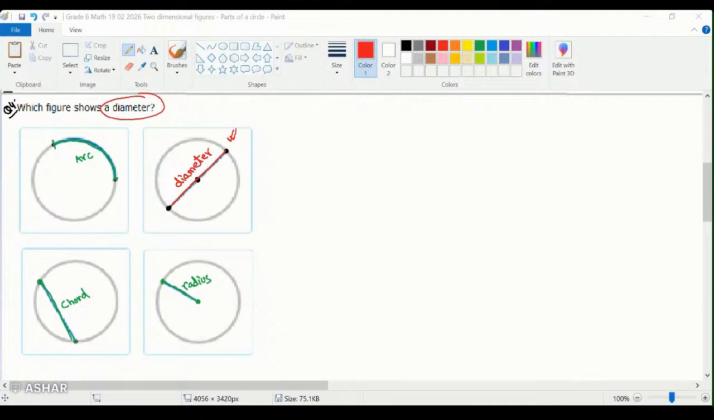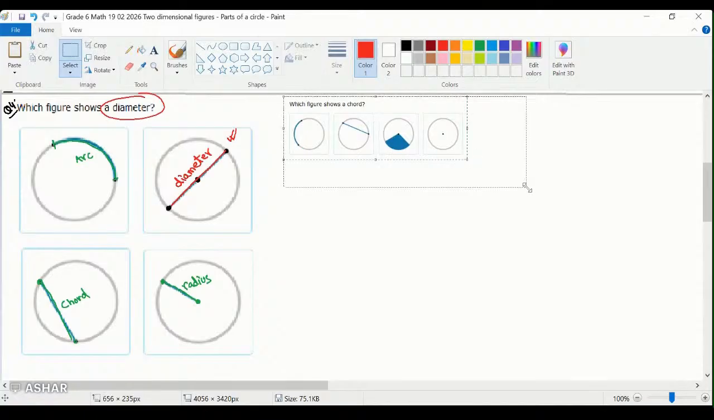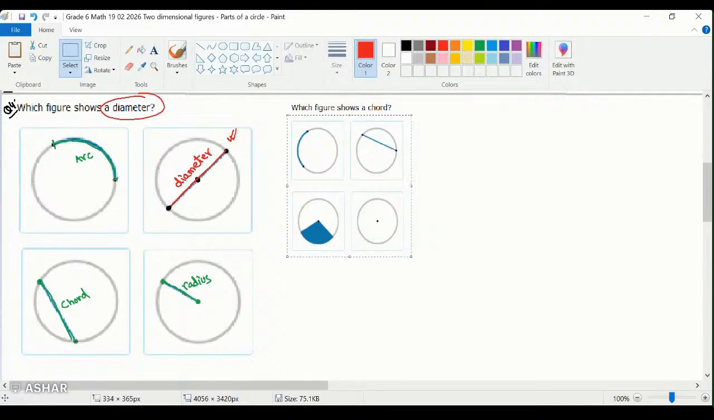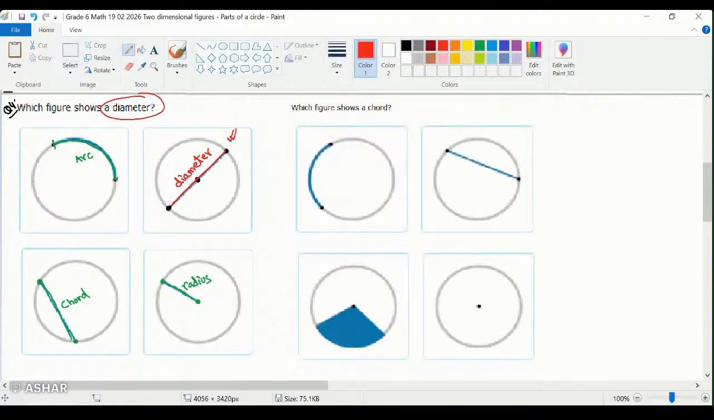Okay. Out of these 4 given shapes, they're asking us which of the next shape is a chord. Okay, let's copy. Let's resize. They're asking for question number 5. Which shape is a chord, right?